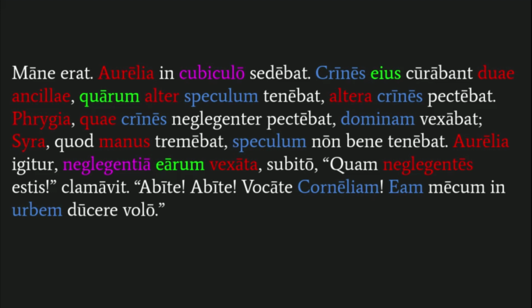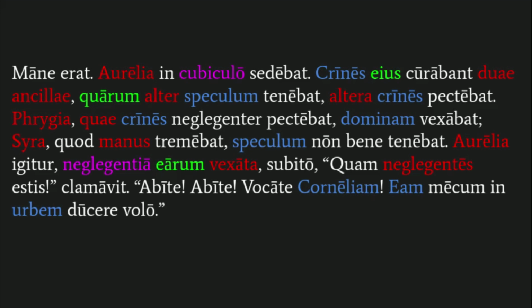So she's telling them both to call Cornelia. And she says, "Eam mecum in urbem ducere volo." So volo, I want, ducere, to lead. It's a complementary infinitive. I want to lead eam, her. It's feminine accusative, referring to Cornelia. I want to lead her, mecum, with me, is ablative here.